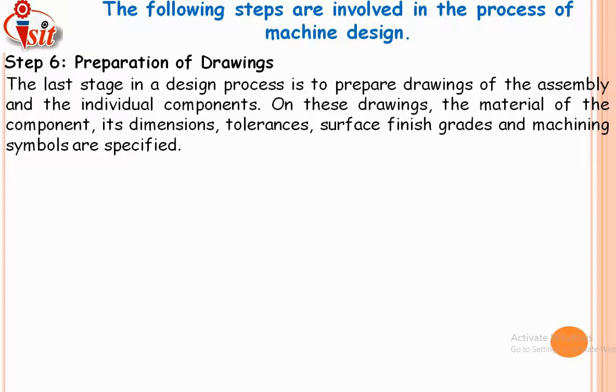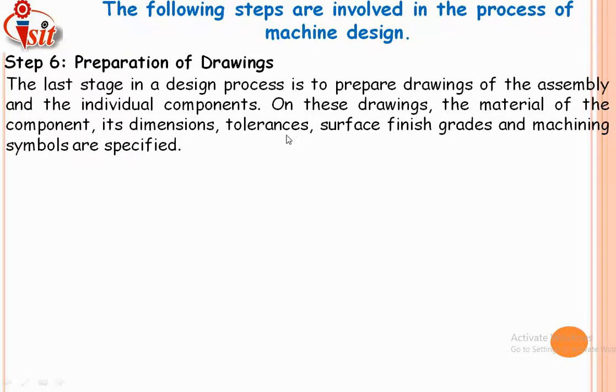And after determining the dimensions of the component, when we get the different dimensions of the component, you have to prepare the drawings, and on these drawings the material of the component, its dimensions, its tolerances, surface finish grades and machining symbols are specified. It is known as the production drawing.